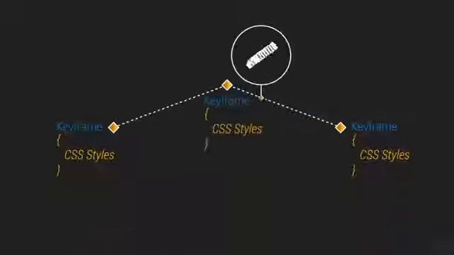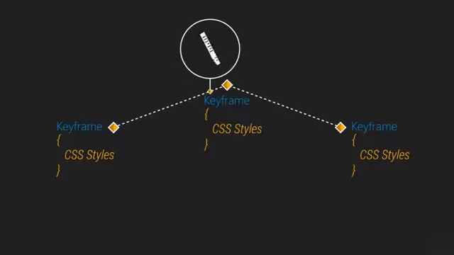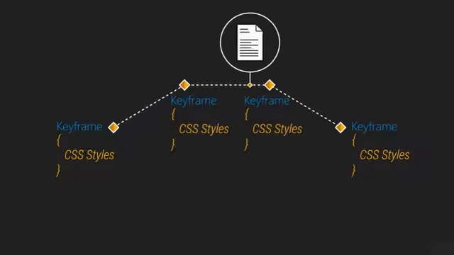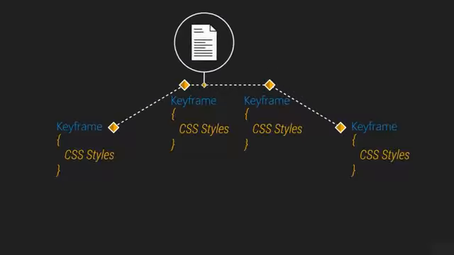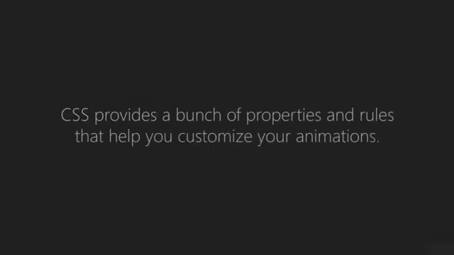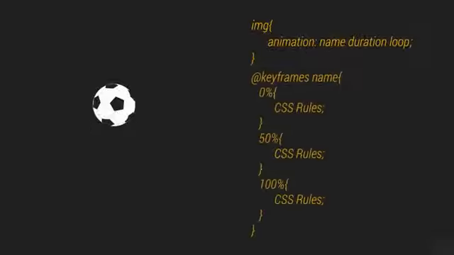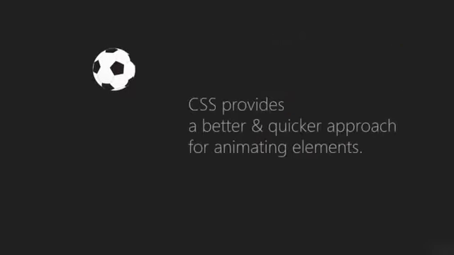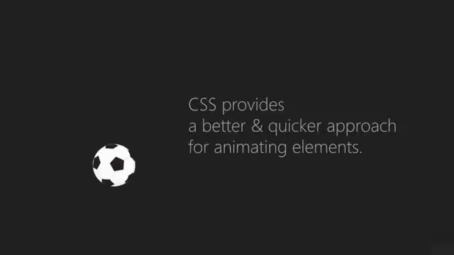Using CSS keyframe animations, developers can create smooth and maintainable animations that do not require writing long coding scripts. CSS provides a bunch of properties and rules that help you customize your animations. An animation is applied on the element using the animation property, which also helps you to create a looping of animation when used with keyframes. So you won't be needing JavaScript or any other frameworks to make a decent animation, as CSS provides a better and quicker approach for animating elements.